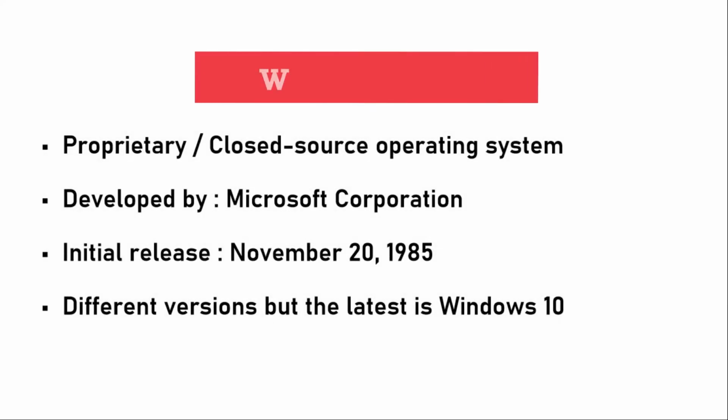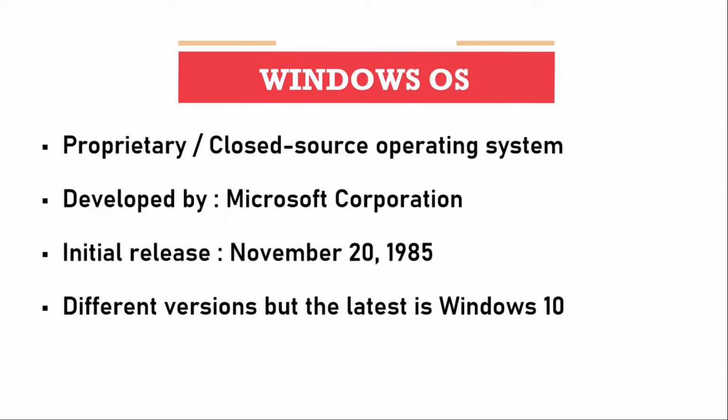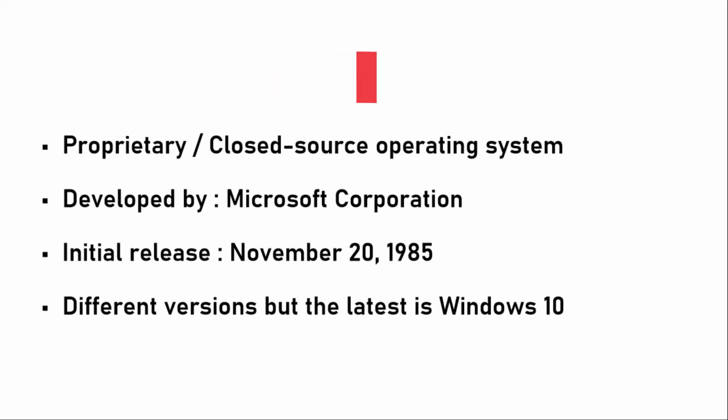Windows OS is a proprietary, also known as closed-source, operating system. It is developed by Microsoft Corporation and was released on November 20th, 1985. It has different versions such as Windows 7, Windows 8, and Windows XP, but the latest one is Windows 10.